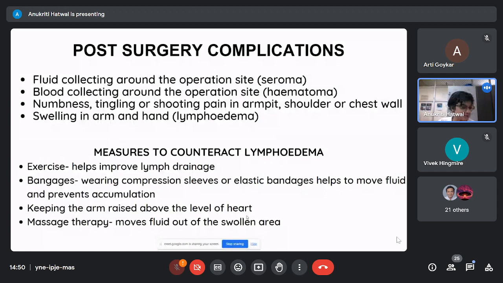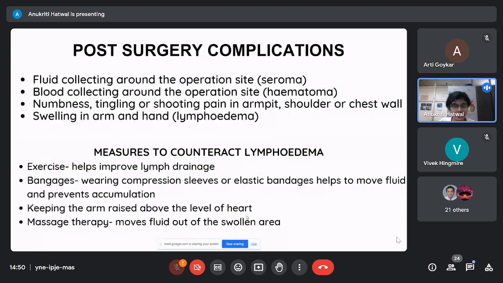Hematoma. Occasionally, blood collects in tissues around the wound due to damage to the local blood vessels. This can cause pain, swelling, and the area might feel hard. The nerves which can be damaged in mastectomy are medial and lateral pectoral nerves, thoracodorsal, long thoracic, and intercostal nerves. Nerve injury leads to numbness, tingling, or shooting pain in the armpit, shoulder, or chest wall.